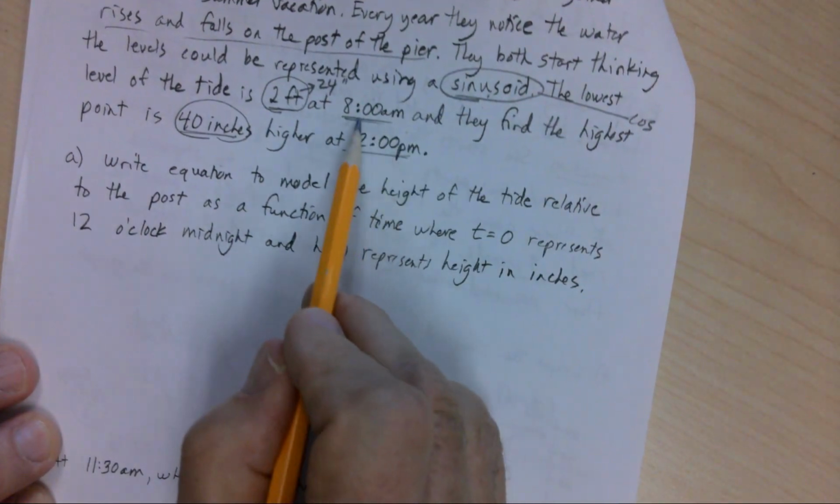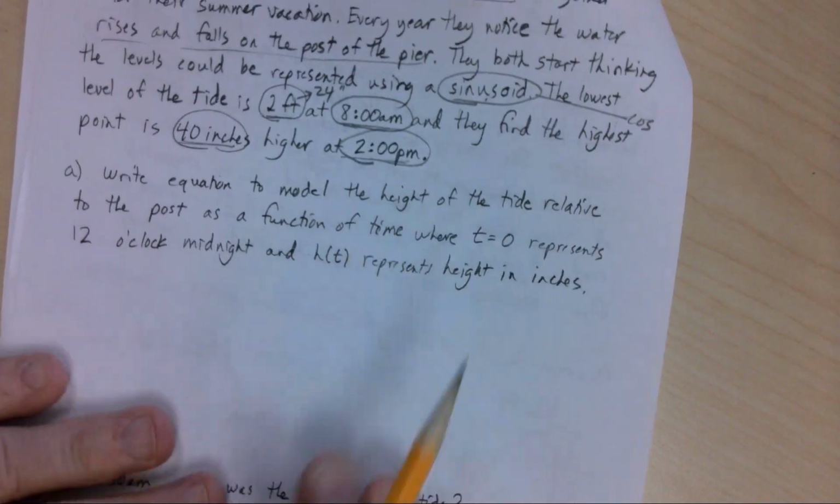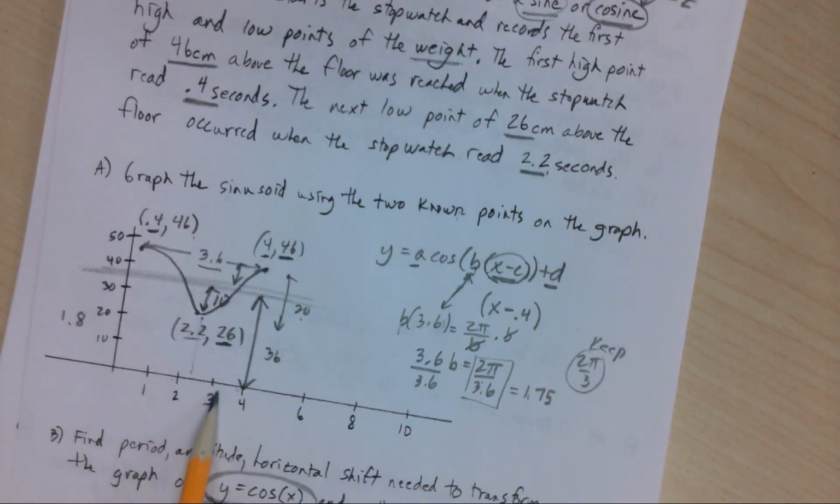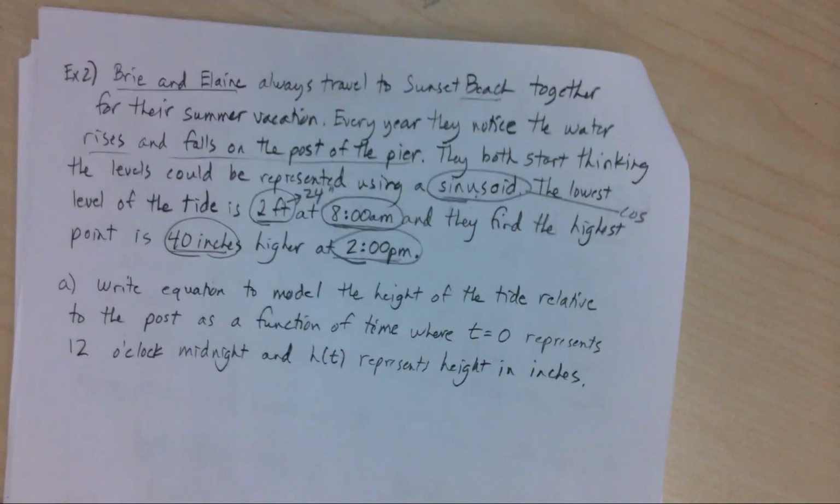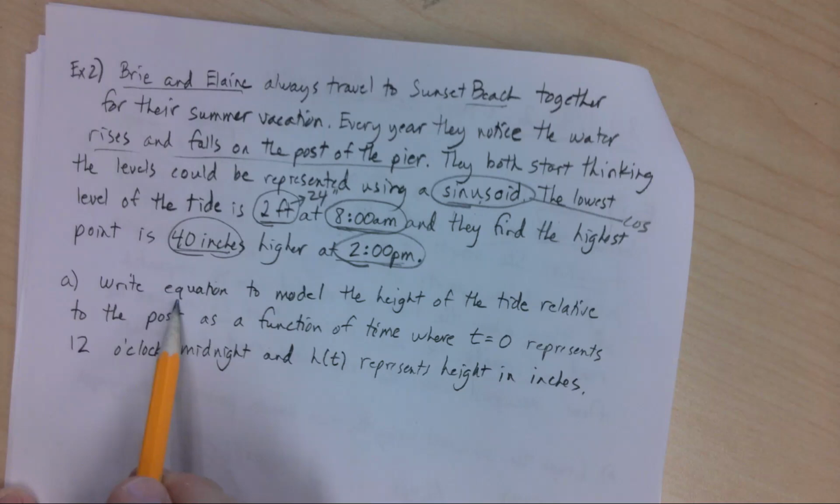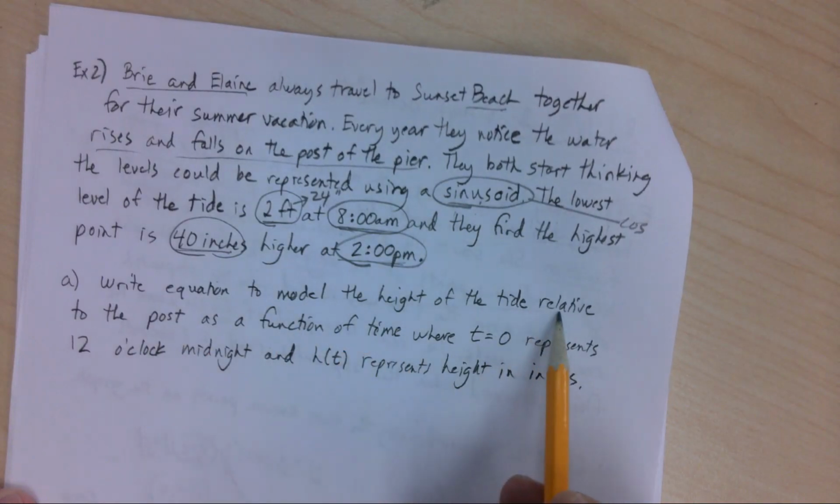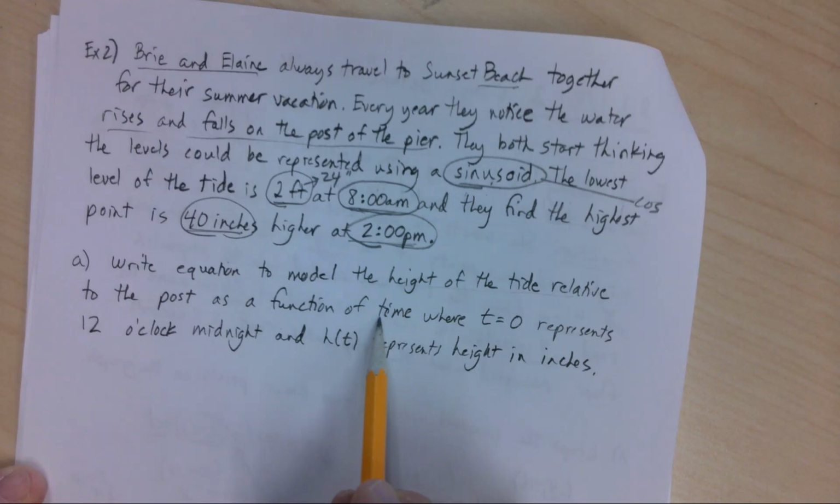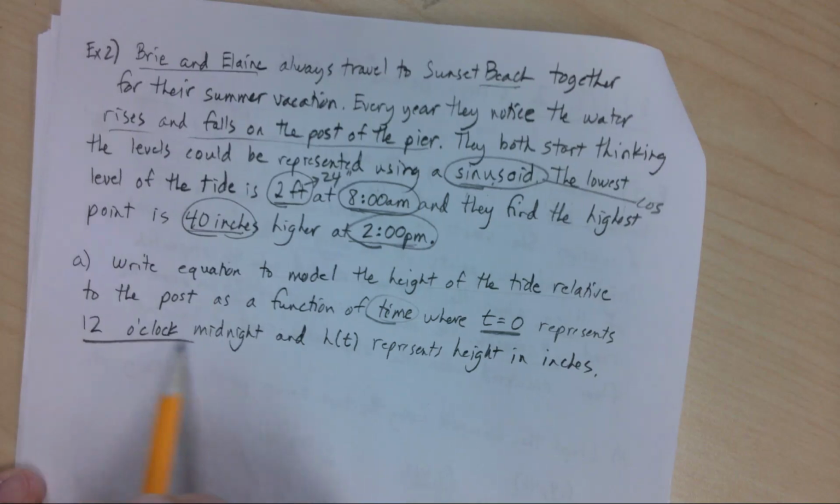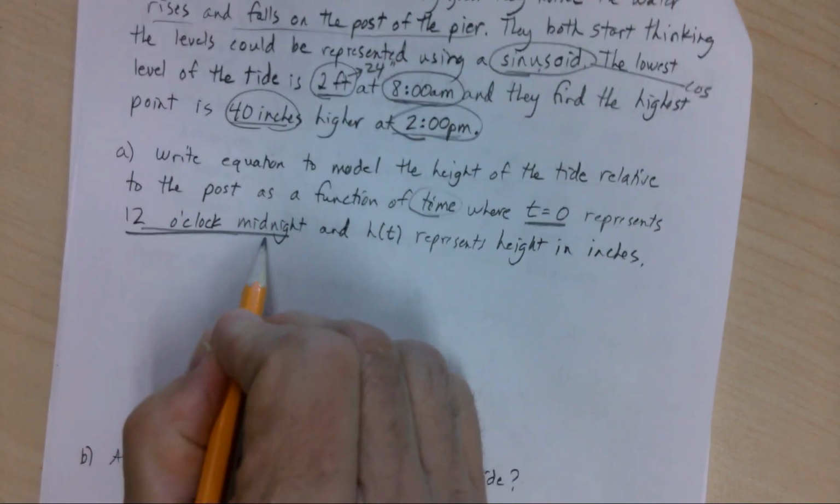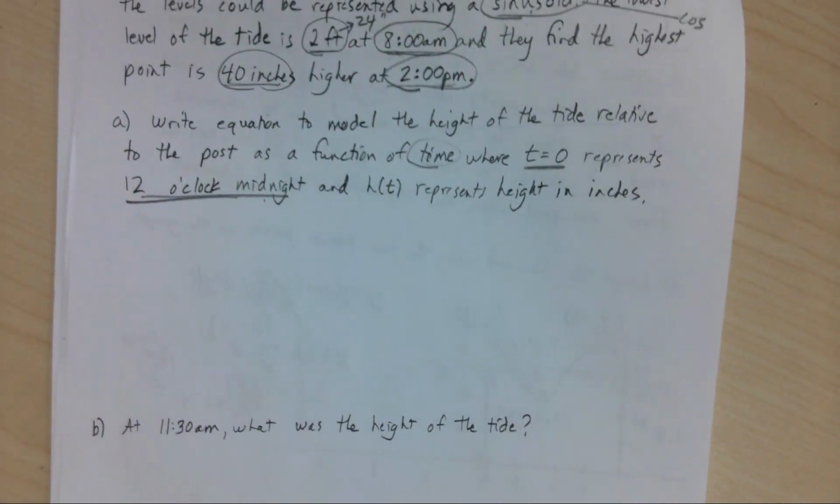Also, when they start giving you these times, and remember this one was in terms of seconds, that's why I went from 0 to 1 to 2 to 3 to 4. This thing is similar, but on these types of problems, they're not going to give you this hint down here. It says, write an equation to model the height of the tide relative to the post as a function of time, where t equals 0 represents 12 o'clock midnight. That's another phrase for 12 a.m.